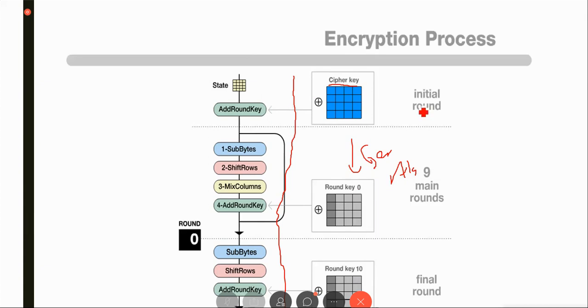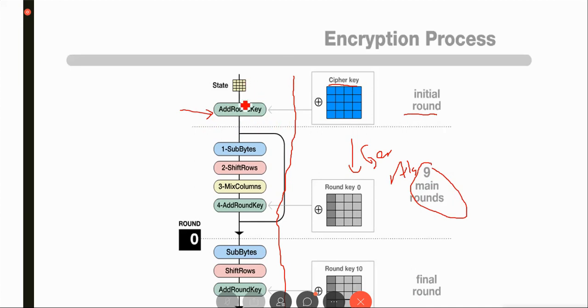Now, in the encryption process, let us see the beauty of this algorithm. See, there are three sections. You have something called the initial round. You have 9 main rounds shown over here and something called the final round. In the initial round, you don't have much of a process. You just have one simple process here called the AddRoundKey.